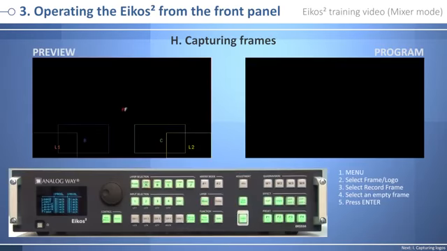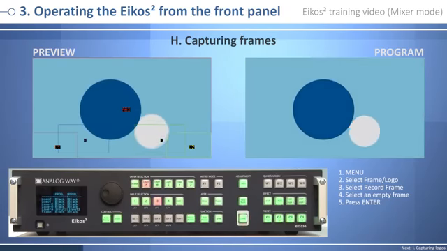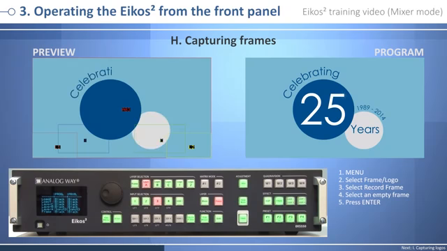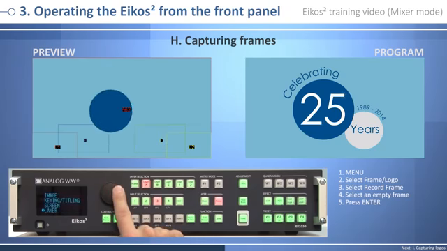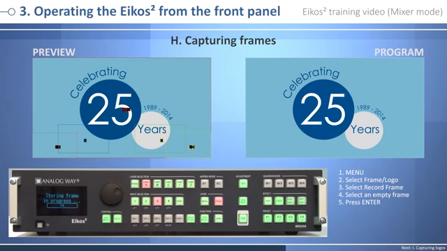Capturing frames. To capture a frame, display the exact content you want to save on one of your outputs at the exact resolution. You can use the Freeze button if you want. Press the Exit Menu button, select Frame's logo, press Enter, then select Record Frame, press Enter, and select a frame number, then press Enter. Wait until the unit finishes the save.